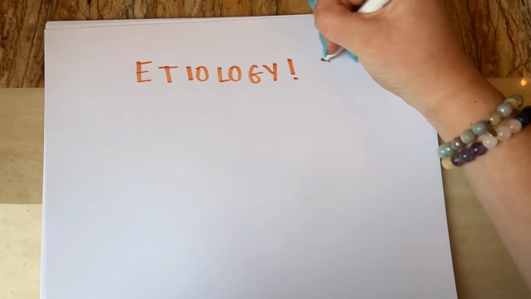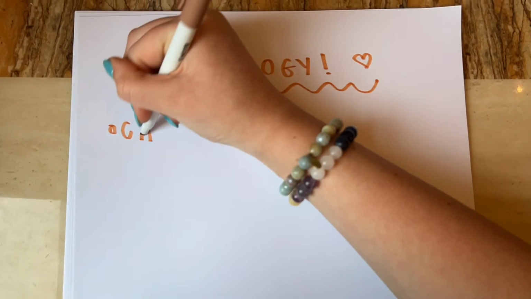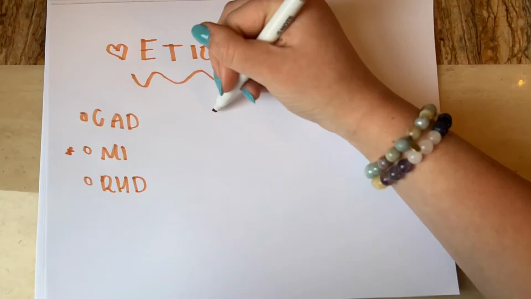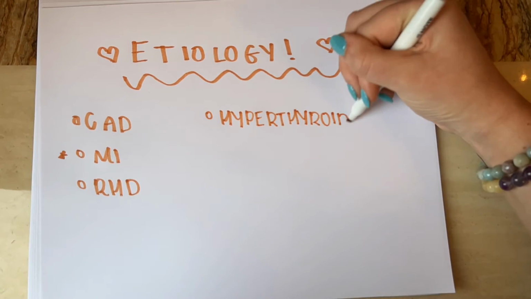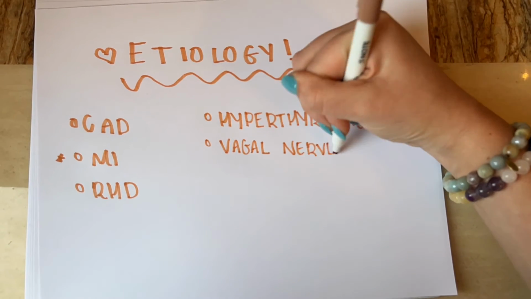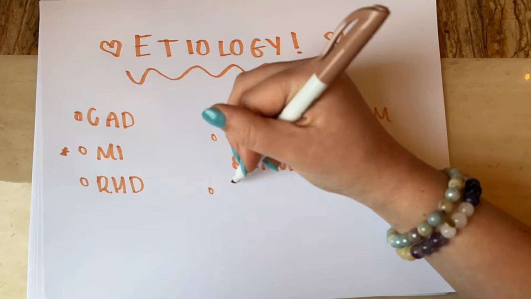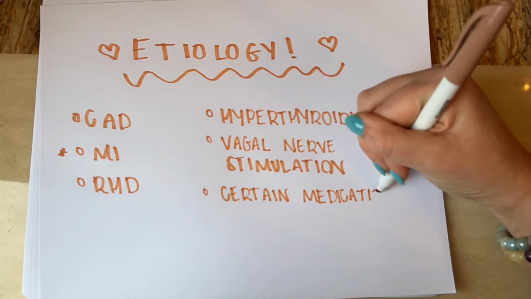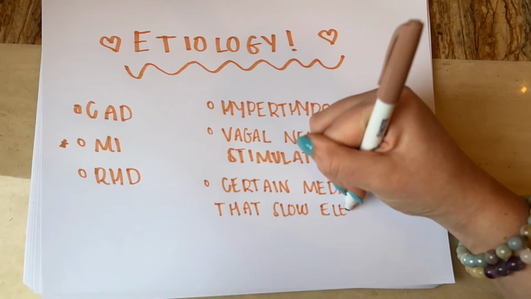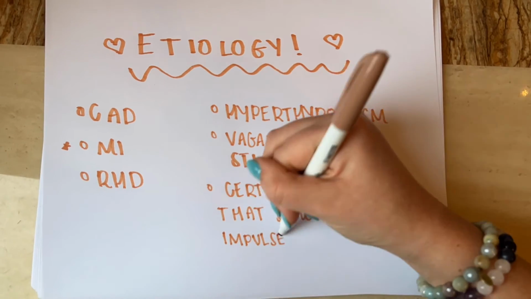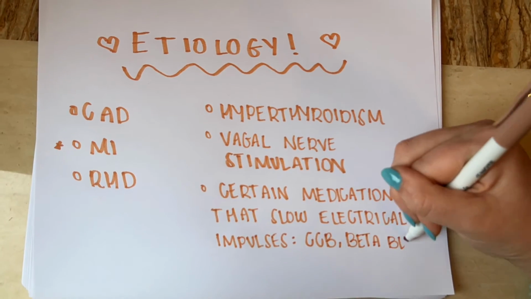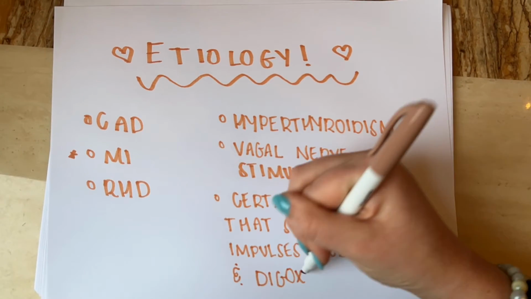There are a couple of etiologies for first-degree heart block. First, coronary artery disease, an MI, rheumatic heart disease, hyperthyroidism, vagal nerve stimulation, and then also there are several medications that slow the impulse that can cause first-degree heart block, including calcium channel blockers, beta blockers, and digoxin. And the reason MI is starred is because oftentimes that is the cause.